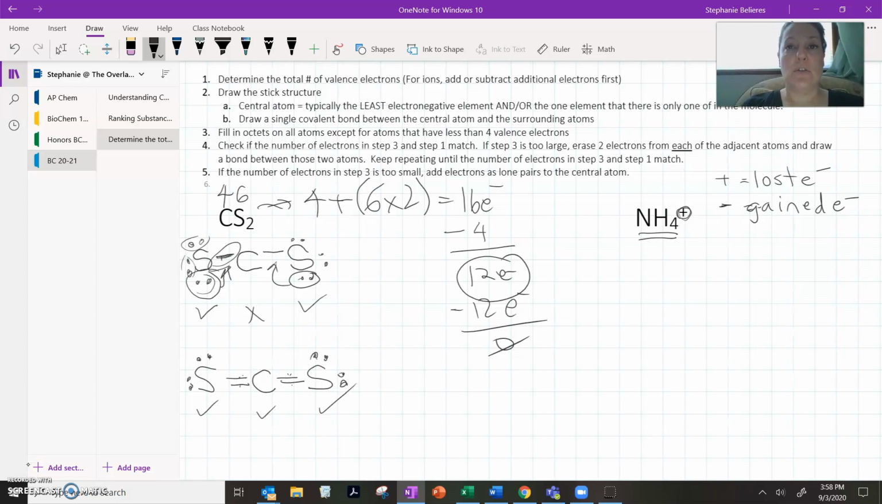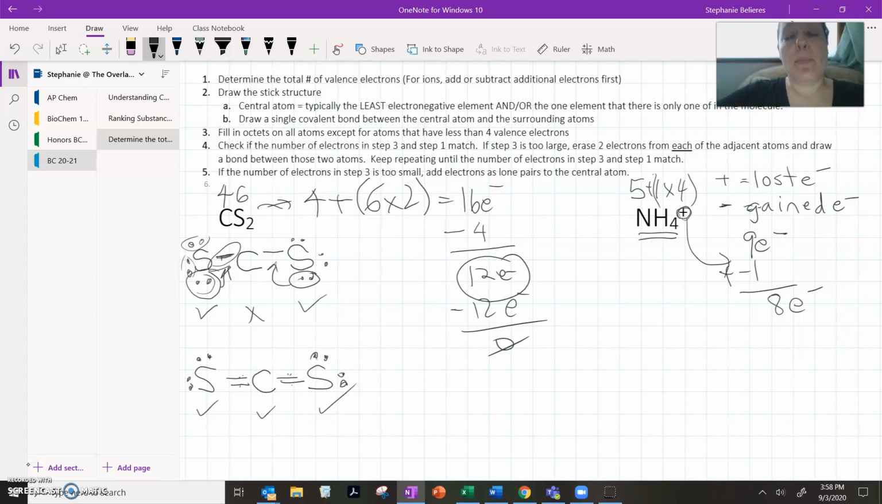So nitrogen is in group 5, so it has 5, and each hydrogen has 1, and there's 4 of them, so plus 1 times 4. So that's 9. So I've got 9 electrons, but then I need to take into account that charge, and that means I'm going to subtract 1 away. So I actually need to only place 8 electrons, okay? So now the next step is to draw the stick structure, and you can see that there's 1 nitrogen and 4 hydrogens.